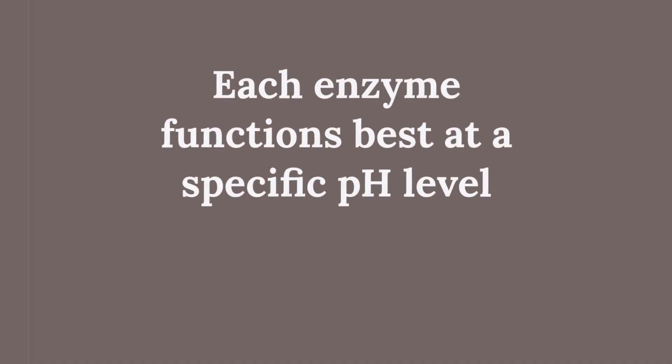Each enzyme has an optimum pH. Extreme pH levels can alter the active site and reduce enzyme activity. For example, pepsin works best in acidic conditions in the stomach. Outside of its optimal pH, an enzyme's efficiency decreases. Maintaining the right pH is crucial for enzyme function.